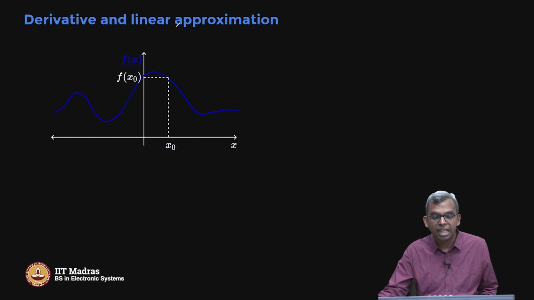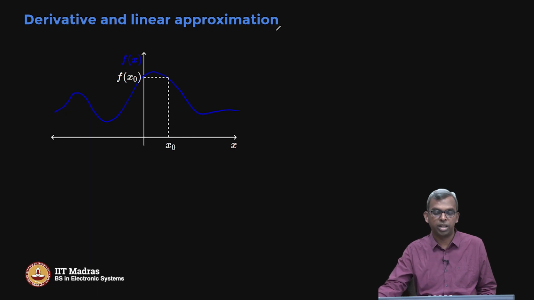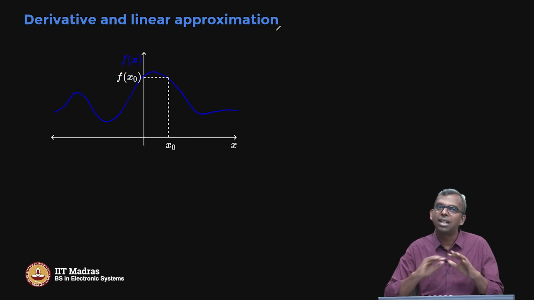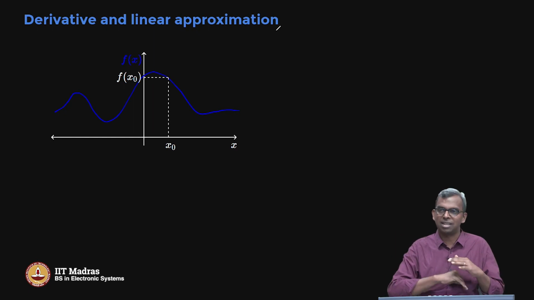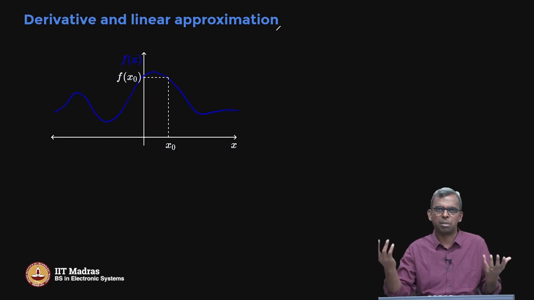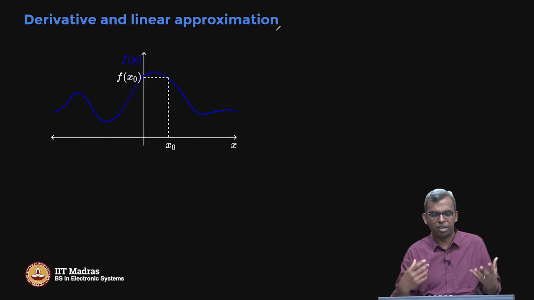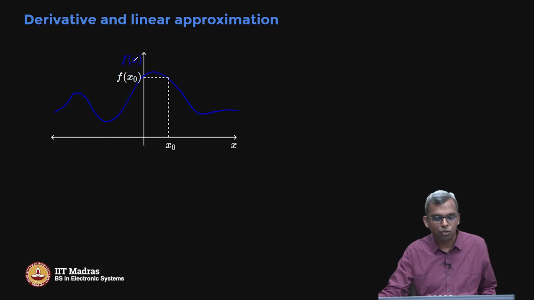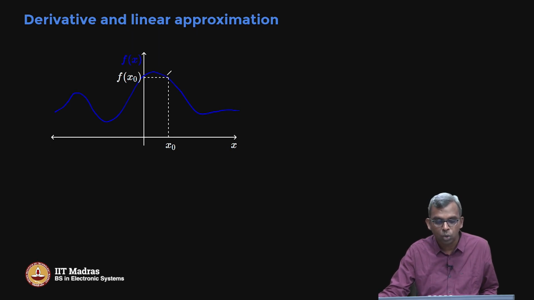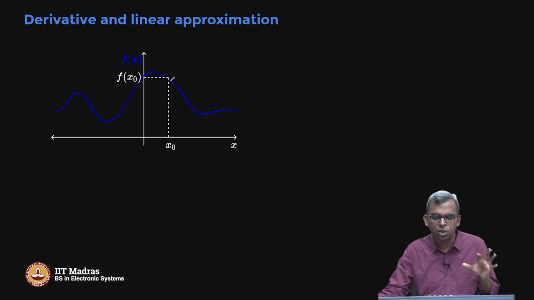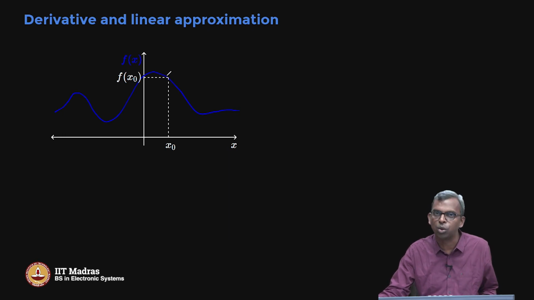The derivative and linear approximation of a function is very, very important. Linear functions we know very well. These are just straight lines, y equals mx plus c. But a general function f of x has some crazy shape. It goes up and down like this, and it may not be linear anywhere. But nevertheless, if you fix a particular point x naught and look at f of x naught and look around here, we know that if you zoom in, zoom in, suddenly everything starts looking linear.